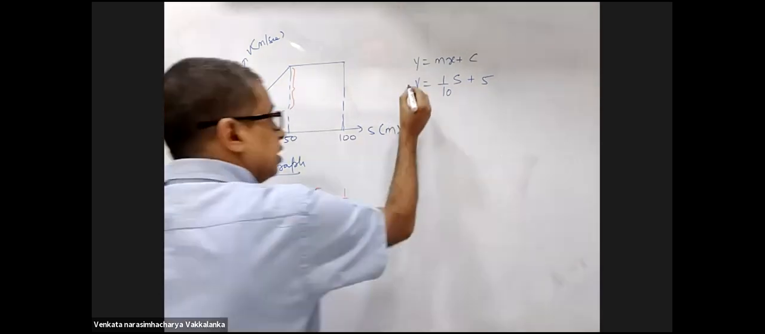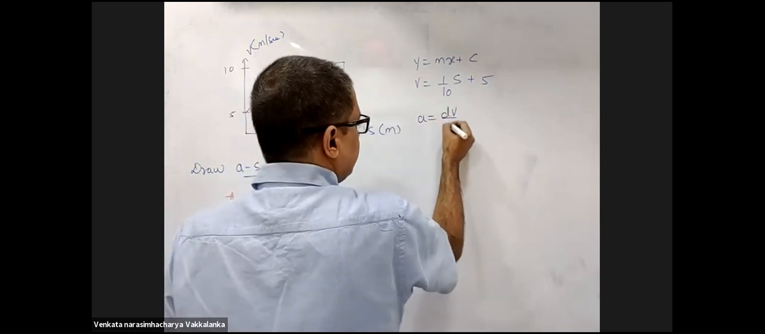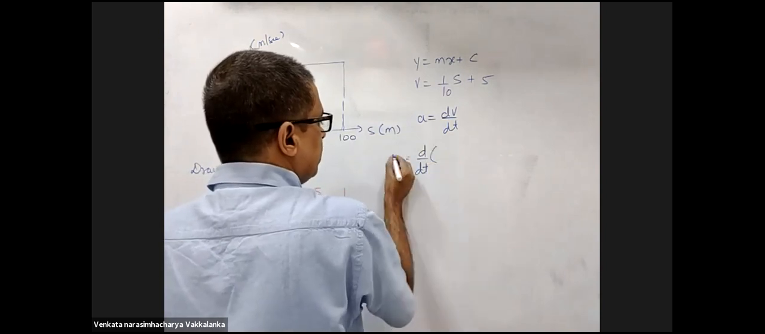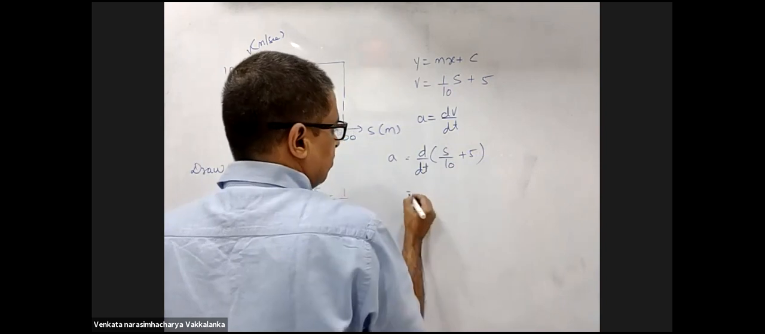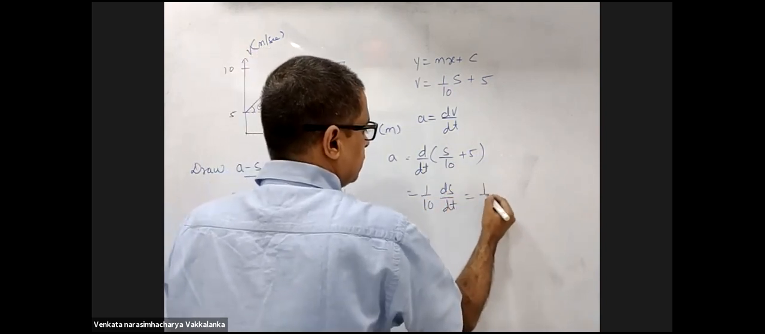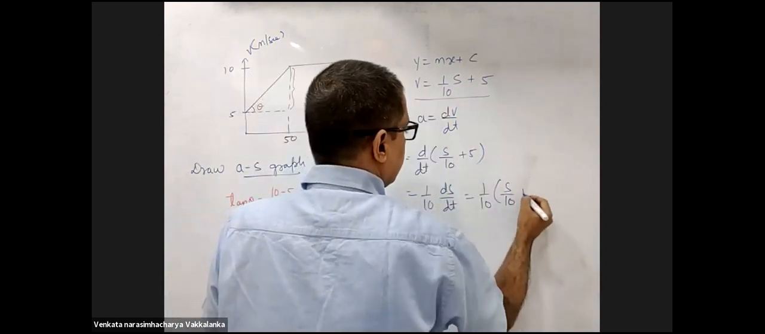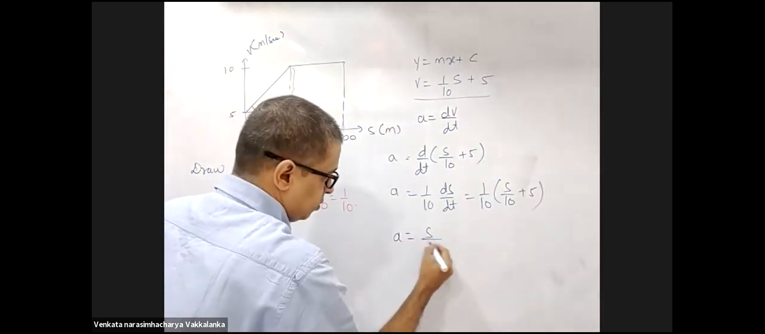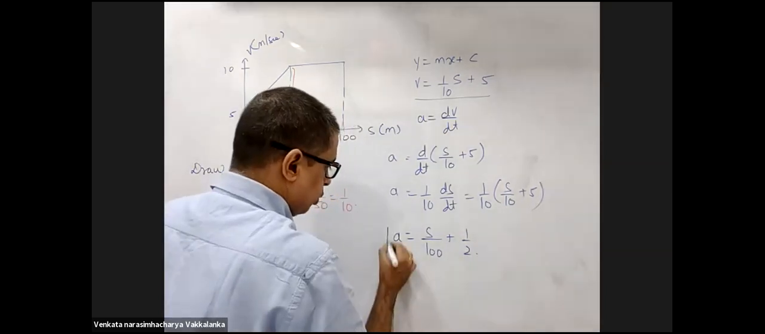Yes, sir. Now I want acceleration from this. What will acceleration be? dv by dt. d by dt of velocity, which is s by 10 plus 5. This is 1/10 of ds by dt. This 1/10 of ds by dt is velocity, s by 10 plus 5. So acceleration is s by 100 plus 1 by 2.